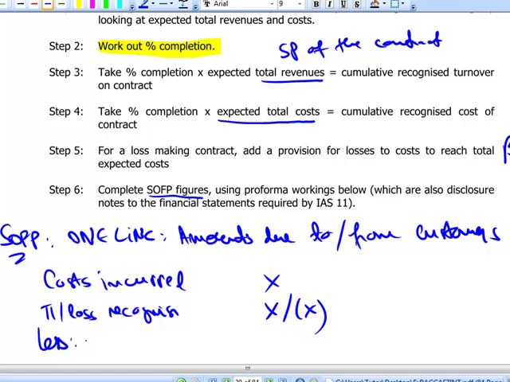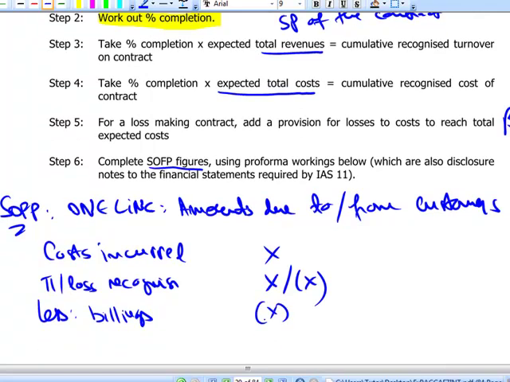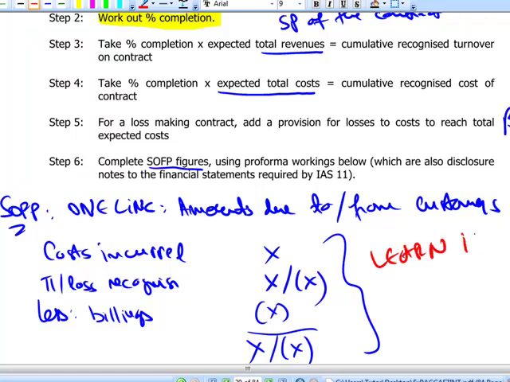Less amounts billed, or in other words, in short, billings to your customers. The outcome, if it's positive, will be an asset, or it will be a liability if it's negative, meaning you worked for your customers but they didn't pay you the full amount, or you received more than the actual work that you performed under this contract. This pro forma you need to learn for the exam.